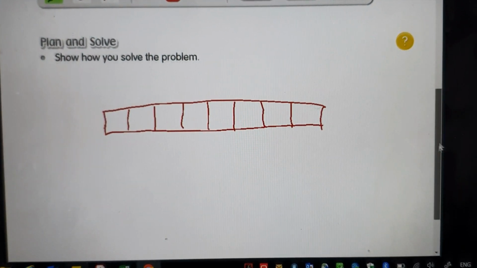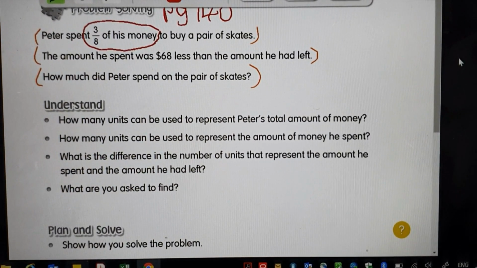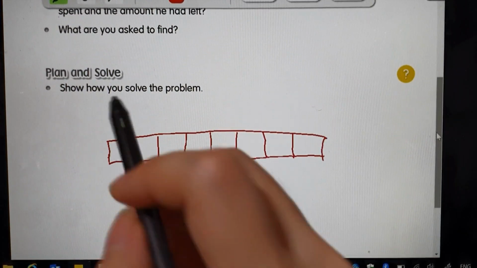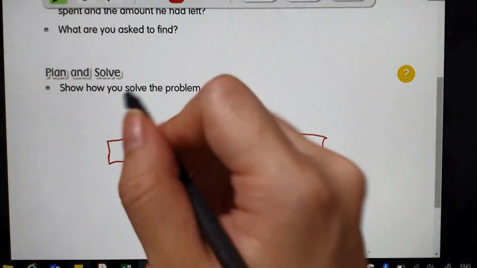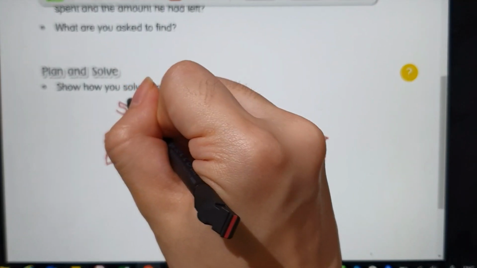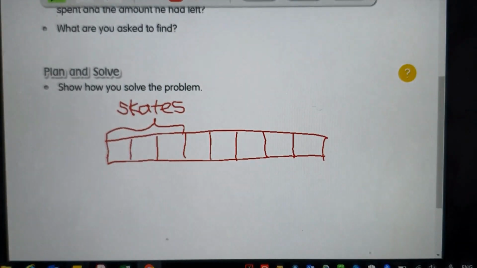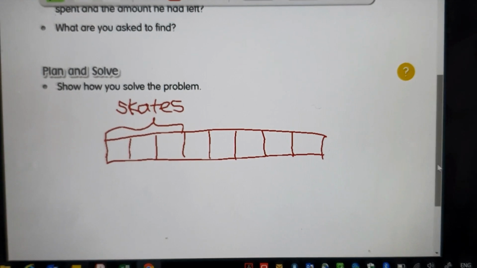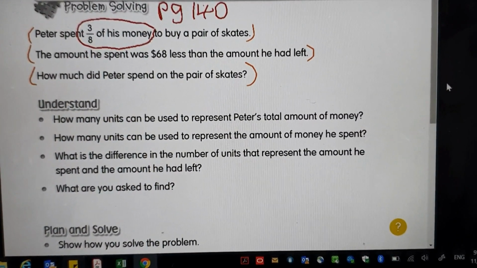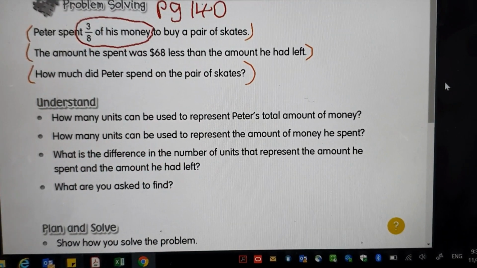And out of these 8 units, I know that 3 units is going to be spent to buy a pair of skates. So 1, 2, 3. 3 units would be to buy skates. The amount of money he spent was 68 less than the amount of money he had left.